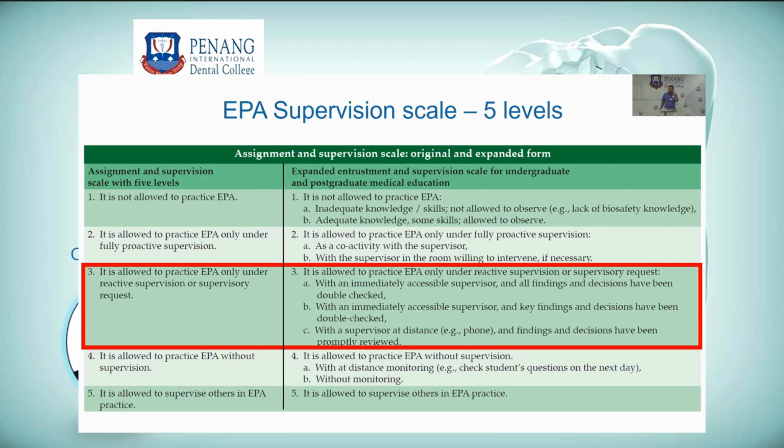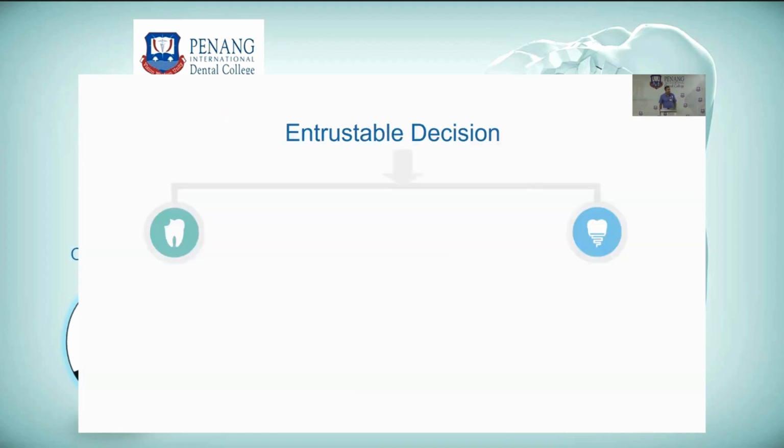For the postgraduate, what would you suggest should be the EPA scale for a postgraduate student? 4. Okay, 5, he becomes a faculty already. All right, so 3 for undergraduates, 4 for postgraduate. Okay, 4 means they can do it without supervision, with distant monitoring, or without monitoring.